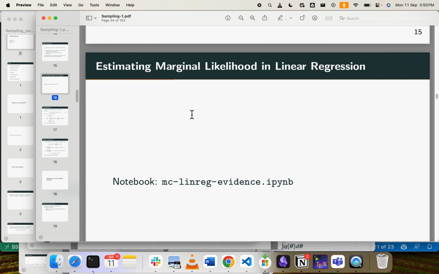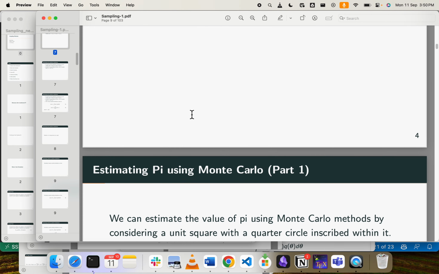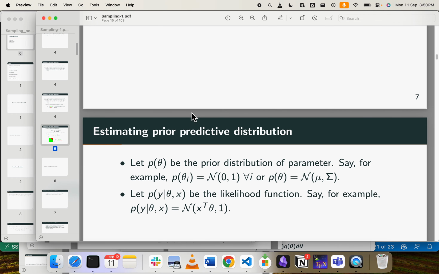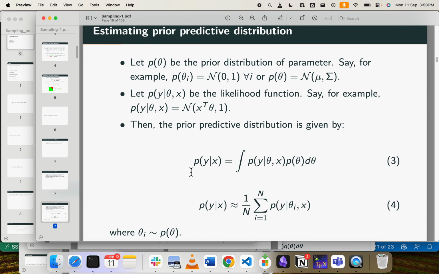So let's go back to the slides. Prior predictive is where you want to predict the y value at a given x value, or y star at a new x star, which is the integral of p of y given theta and x times p of theta, d theta, integrated over all thetas. Have you considered the data thus far? No, right? This is just the prior predictive, and you're trying to estimate p of y given x.